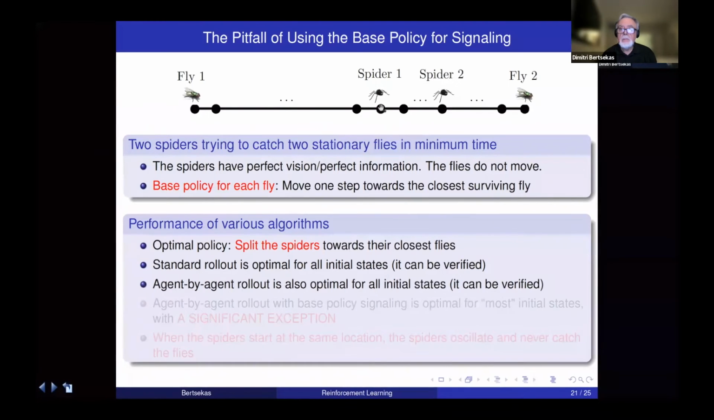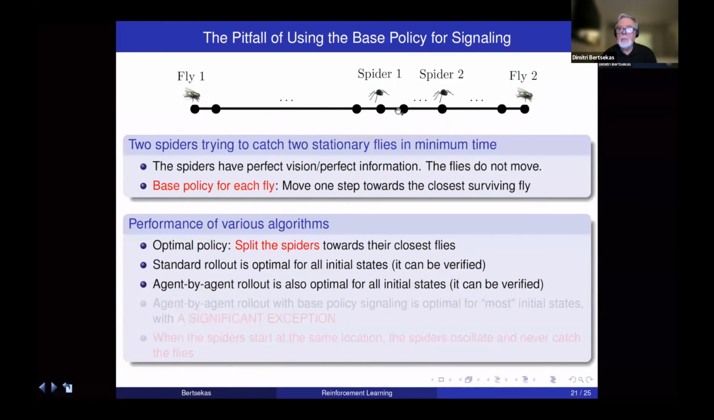Let's say spider number one selects a move first, and then spider number two will select. Then spider number one looks at the two Q factors, going here, and going here, and then going again here, because the base heuristic is go towards the closest fly. Now, it contemplates these two Q factors, and it assumes that spider number two and subsequent choices of spider number one are going to be based on the base heuristic, go towards the nearest fly.